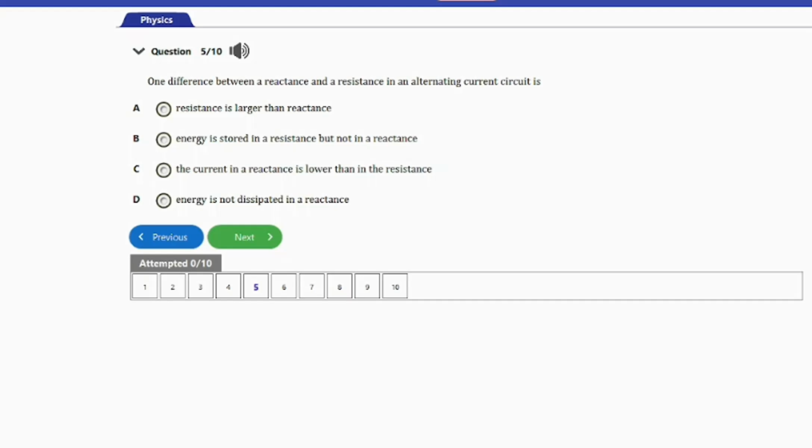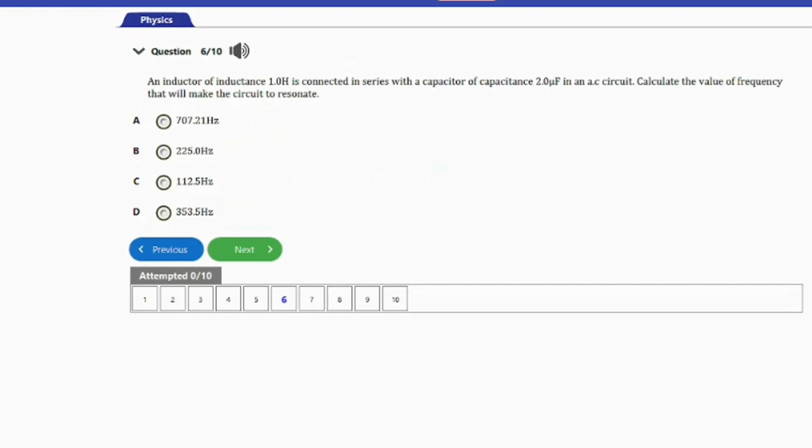So guys, the answer to this question is option D here. Energy is not dissipated in a reactance. So that's it for this question. Let's go ahead and consider the next question, guys. So guys, the next question we have here is question number 6.